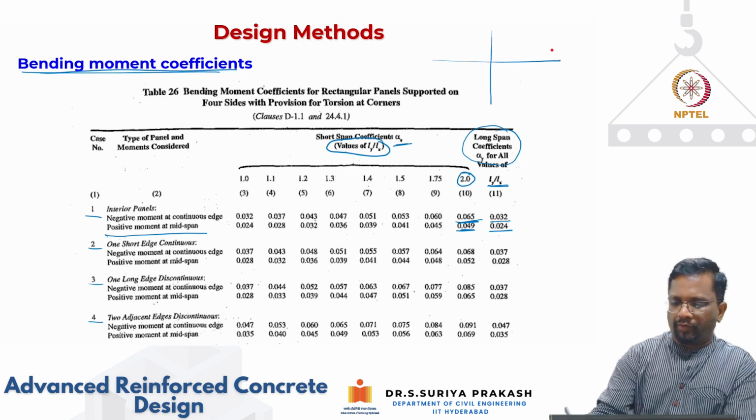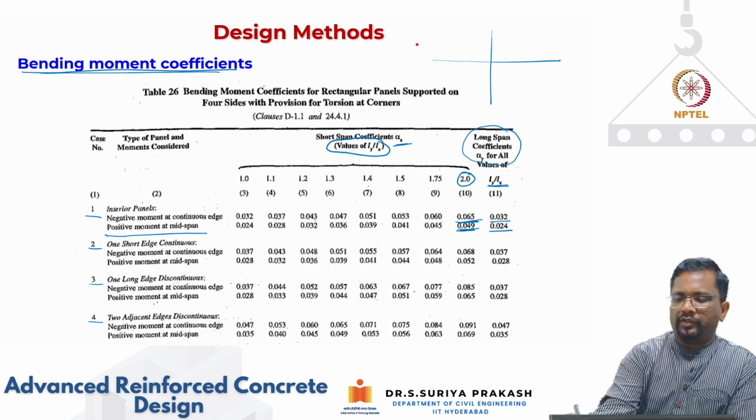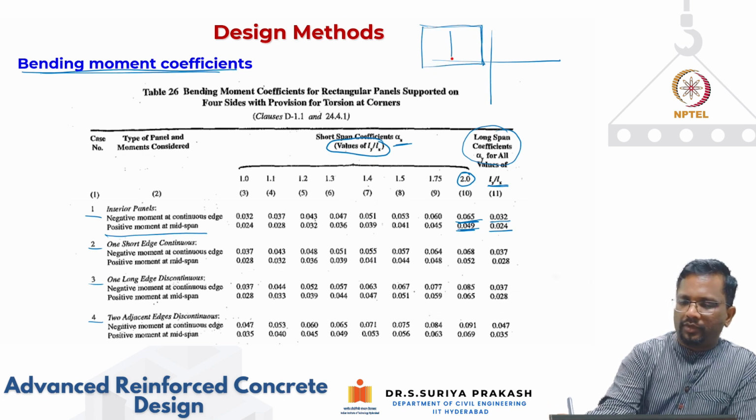Okay, one at support, for example, 0.065 for the shorter direction for negative moment, 0.049 for positive moment at midspan in the shorter direction. So for example, if you take this panel, let's say this is your panel. So this is your shorter direction and this is your longer direction, right? In this case, I'm going to use alpha x. In this case, I'm going to use alpha y.